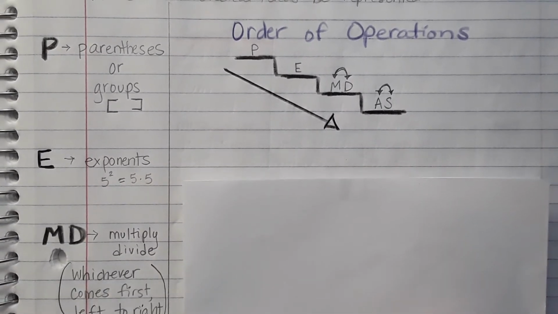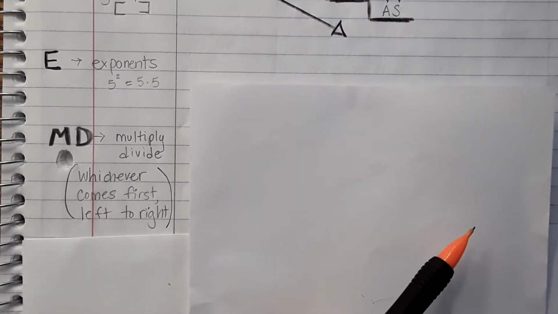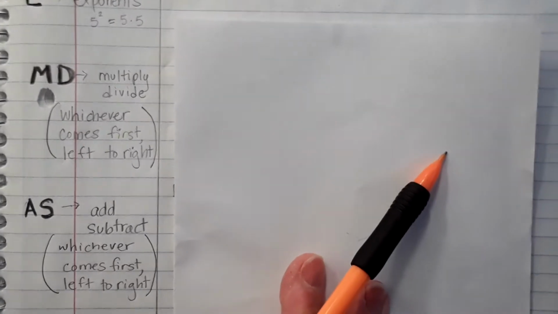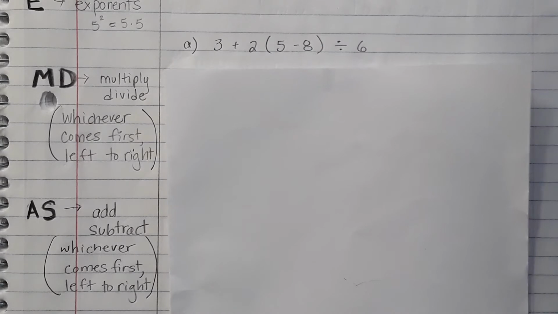M and D, multiply and divide. Remember, whichever comes first, left to right. And AS, add and subtract, whichever comes first, left to right. So let's take a look at some problems.